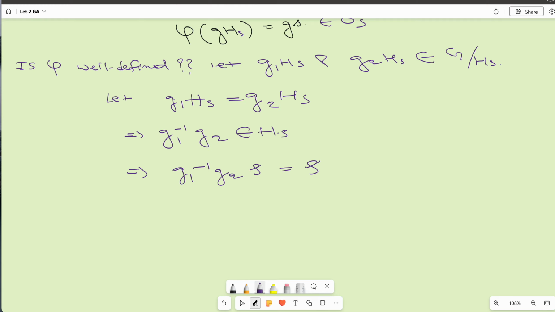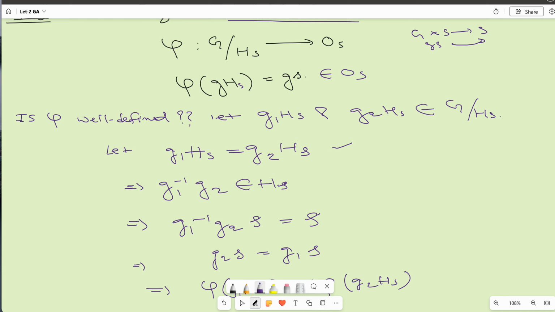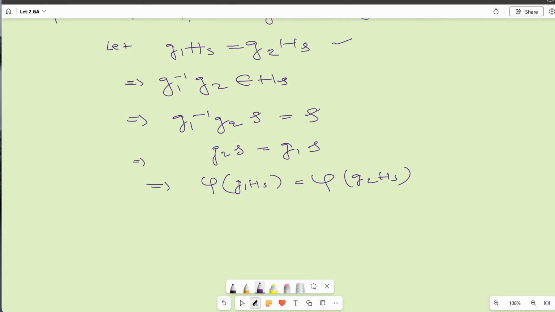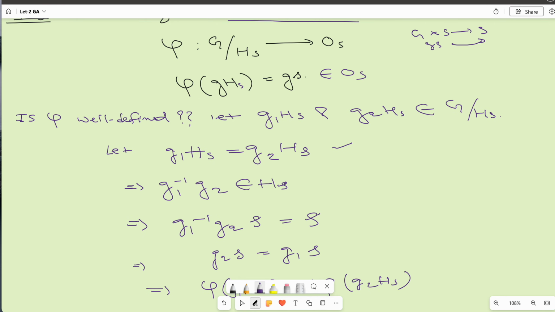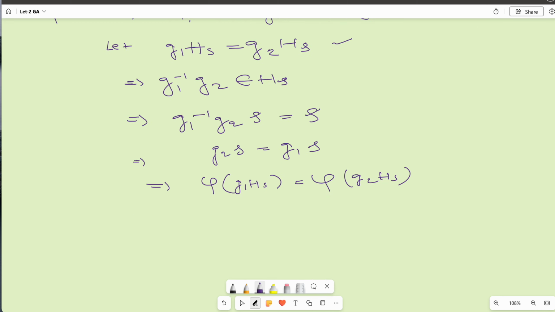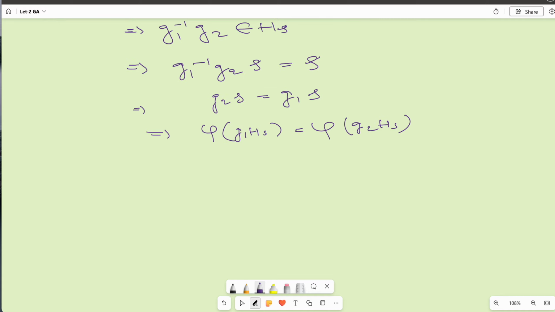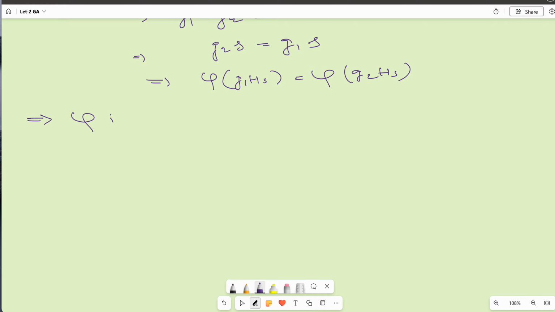So every element of H_S fixes S. What does it mean? Just pre-multiply by g1: you get g2 of S equals g1 of S. This is actually phi of g1 H_S, which equals phi of g2 H_S. So I have taken two elements that are the same, and their images are the same, and this means that this map is a well defined map.